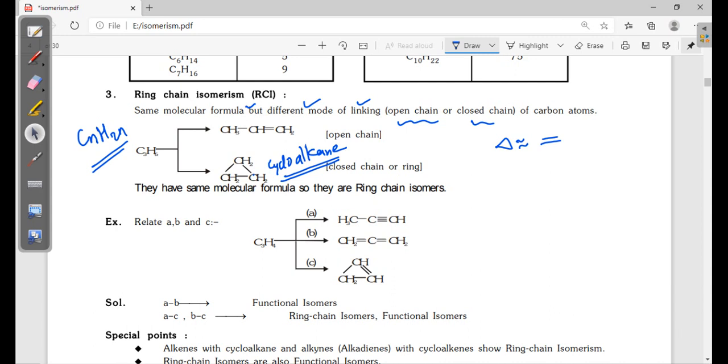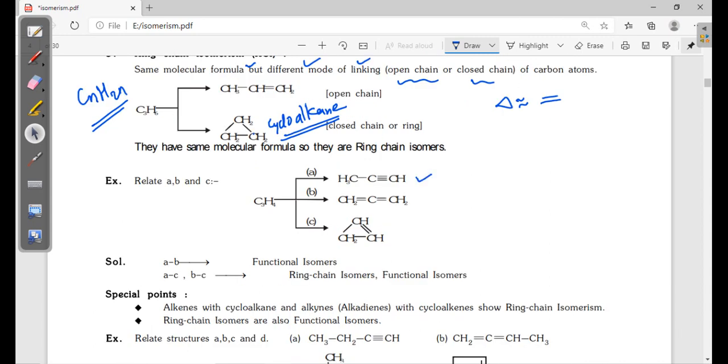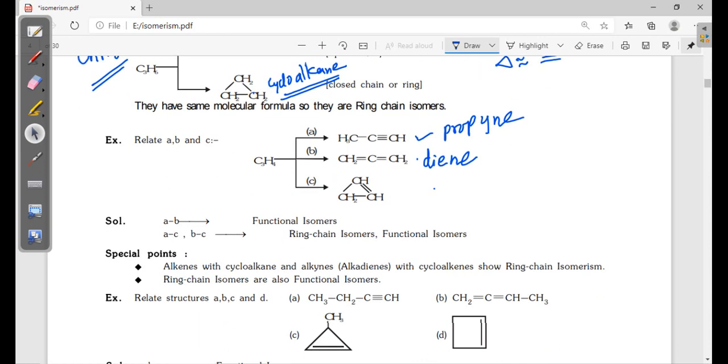You can see next, propyne, diene, and here a ring. So these two are called functional group isomers, which we will discuss in the next slide. Here one is yne, one is ene, that's functional group isomers. But A and C, and B and C, these are ring chain isomers.